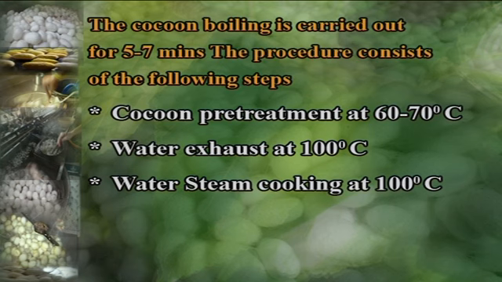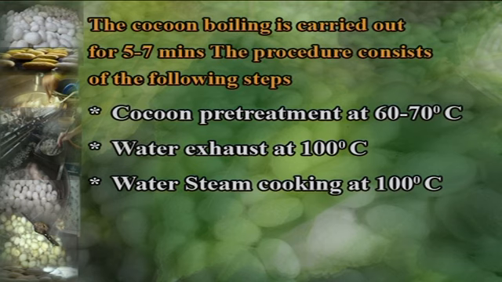The procedure is repeated 2 or 3 times based on the quality of the cocoons. By this operation, water moves into and out of the cocoons freely, soaking all the layers of the cocoon shell uniformly. The soaked cocoons are then transferred into a cocoon boiling machine, which is modified to suit boiling of the water imbibed cocoons. The cocoon boiling is carried out for 5 to 7 minutes.